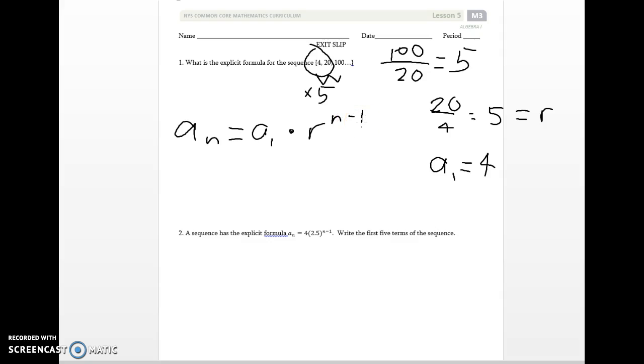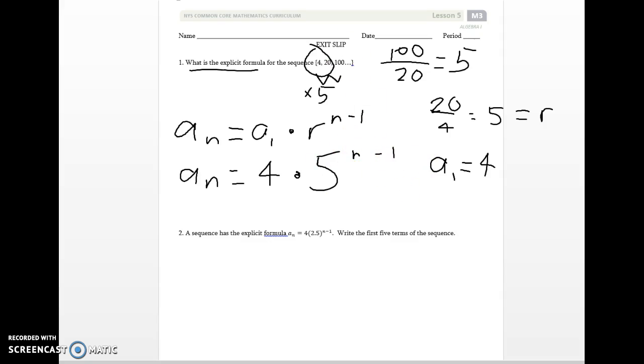We weren't given n in this case. We weren't asked to find a particular term, but we were asked to write the explicit formula, to write out the information that we know. So a sub n is equal to the first term, which is 4, times the common ratio, which is 5, and the power is n minus 1.